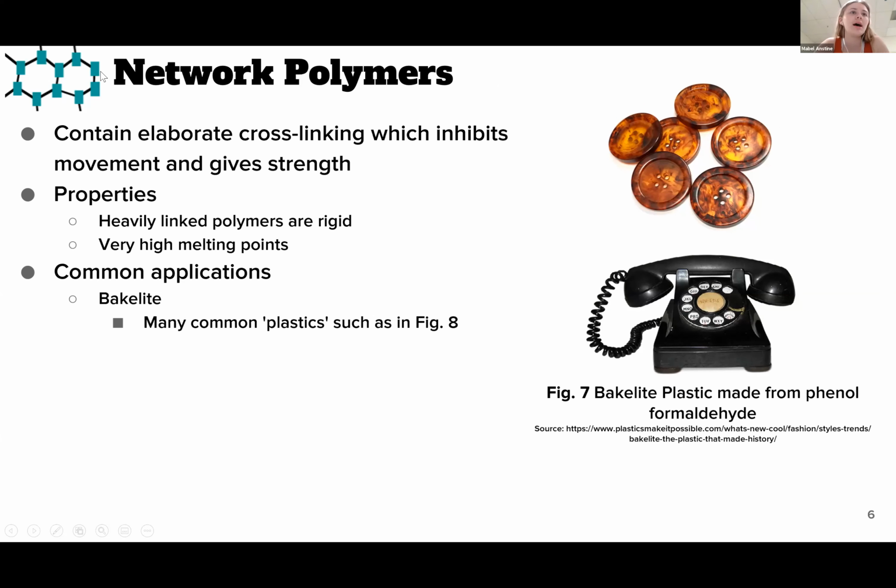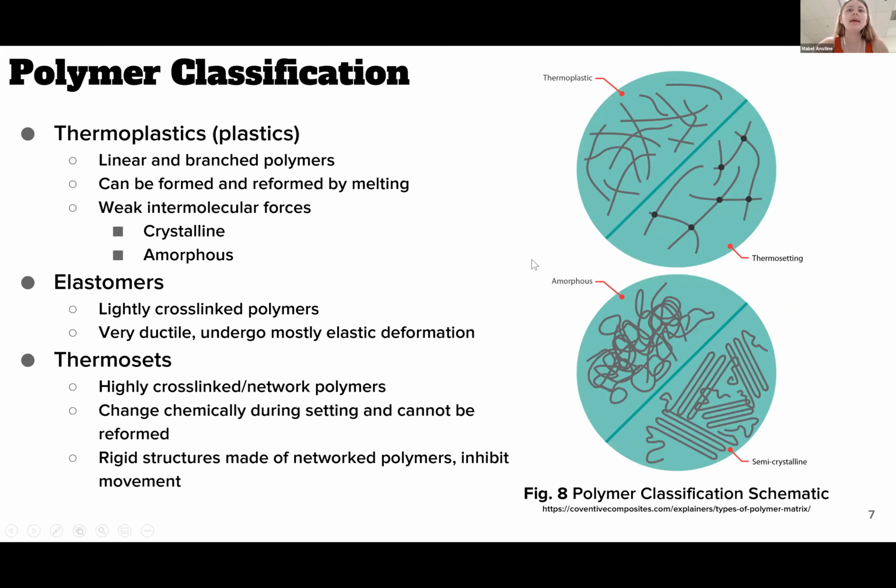So you can see up here, they're cross-linked in all different directions, and that's again going to give that complex structure and that rigidity. And then the classification of polymers can kind of be thought of as thermoplastics, elastomers, and thermosets, and this is based on their structure and their mobility.